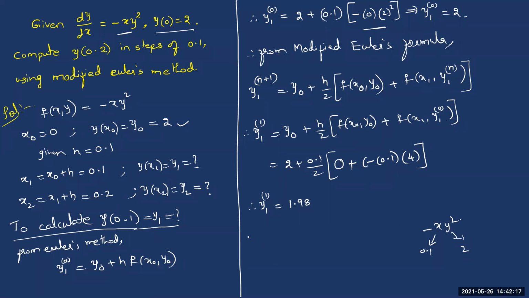Now, in a similar way, let me calculate y1 second approximation. Now, y1 second approximation is, you see, now I'm writing the formula: y naught plus h by 2 times, I'm writing this again, f of x naught, y naught plus f of x1 comma y1 first approximation.